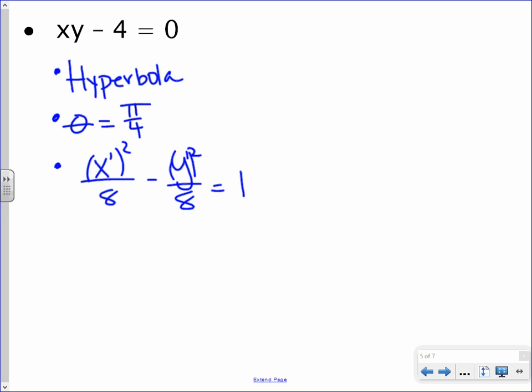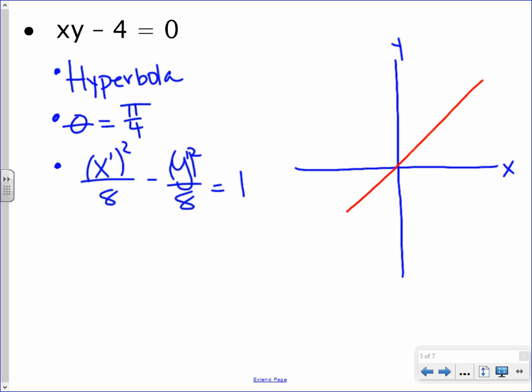Okay, so this is what we're going to do to graph it. Here is your x, y axis. I would suggest doing this on non-graph paper, okay? Because whatever your angle is, you're going to draw a new set of axes. So since this is a pi over 4 angle, this is going to be my x prime axis. And then perpendicular to that, here's our y prime axis.